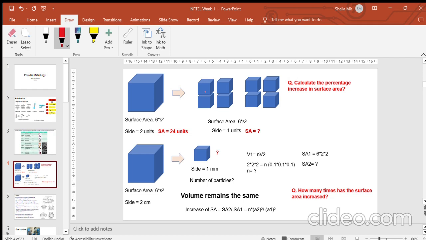After milling, 8 new cubes have been formed, so the surface area is expected to increase because of the newly created surfaces. So the new surface area will be 6 times the side square. That will be 6 into 1 into 1, right? Then we have a new surface area of 6 units for 1 cube. But there are 8 cubes, so the new surface area will be 6 into 8, right?